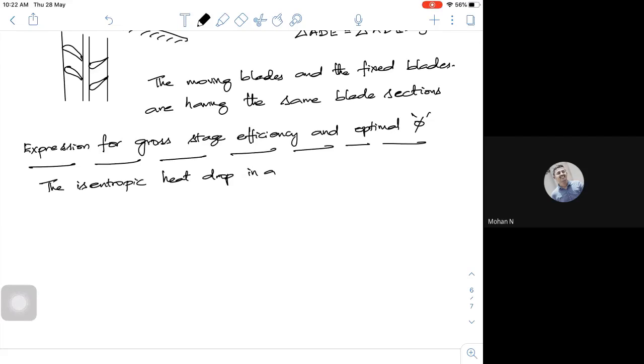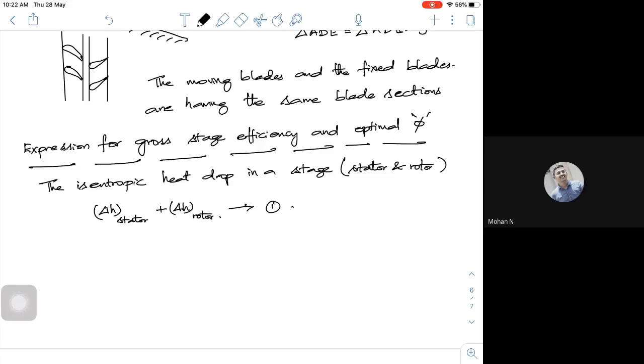What is the stage actually? The stage is nothing but a pair of stator and rotor. What does it contain? It consists of the enthalpy drop for the nozzle or the stator plus the enthalpy drop for the rotor. Okay, enthalpy drop for the stator and enthalpy drop for the rotor. Now, if I call this expression number 1, what is the enthalpy drop for the rotor?